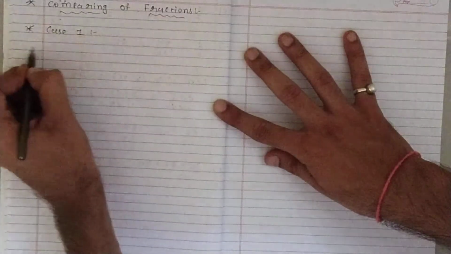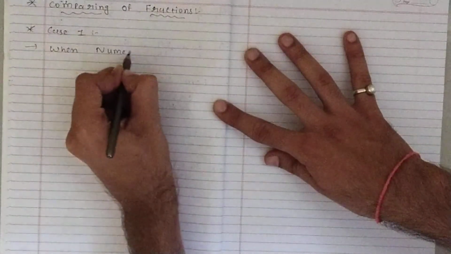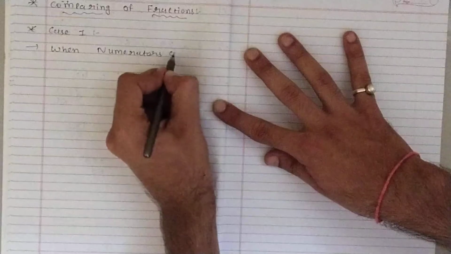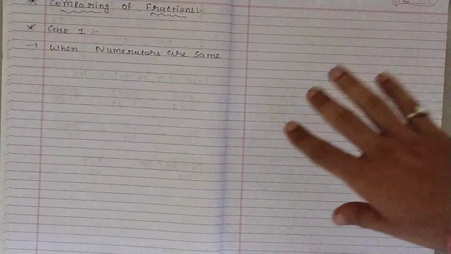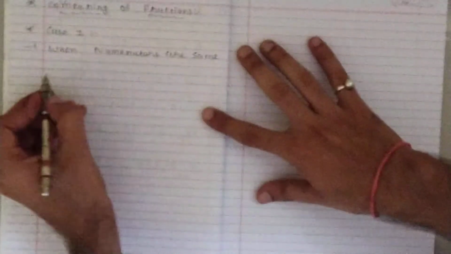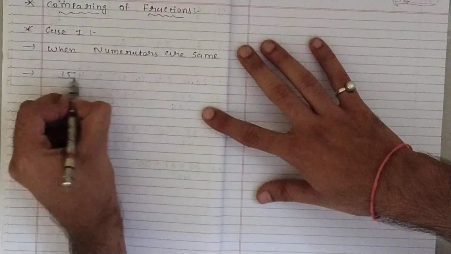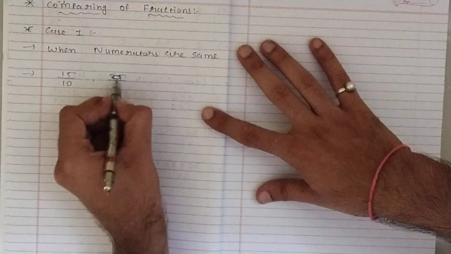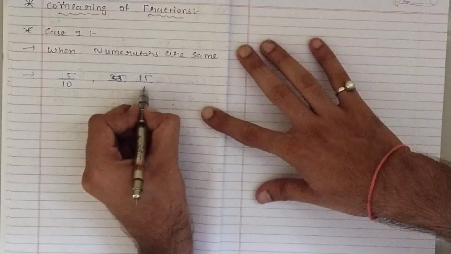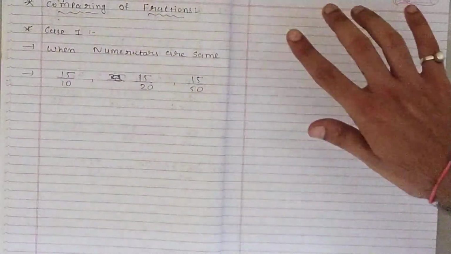Case 1, when numerators are same. When numerators are same, how will you decide which fraction is bigger and which fraction is smaller? Let me tell you with an example, right? When numerators are same, like 15 over 10, 15 over 25, oh sorry, again 15 over 20, and again 15 over 50, right?